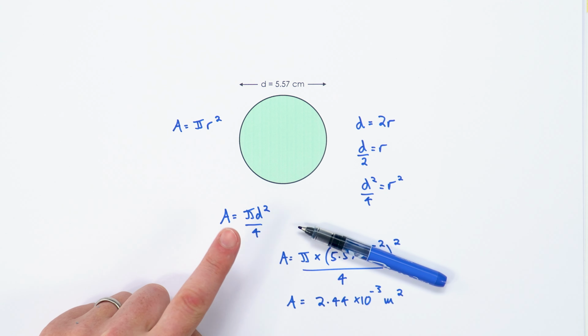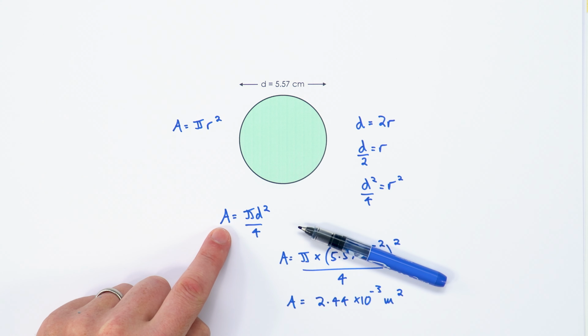If you have any questions that you've got, make sure you really carefully read them to see if they're giving you the radius or the diameter when they give you some data. And if they have given you the diameter, I definitely recommend using this equation here, that A is equal to pi d squared over 4.